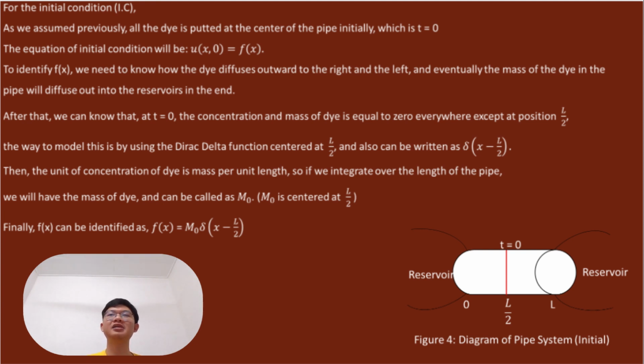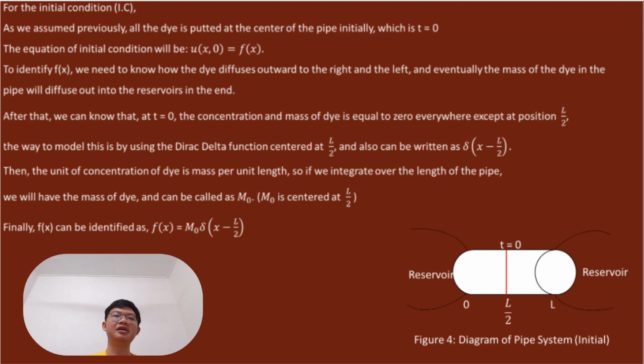Eventually, the mass of the dye in the pipe will diffuse out into the reservoirs in the end. After that, we know that at t equals 0, the concentration of the mass of dye is equal to 0 everywhere except at position L over 2. The way to model this is by using the Dirac delta function centered at L over 2, which can also be written as delta(x minus L over 2).